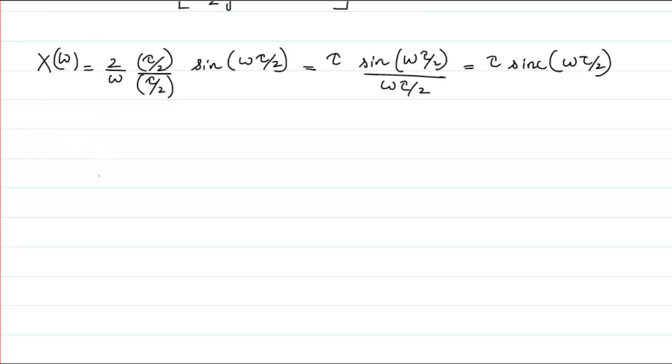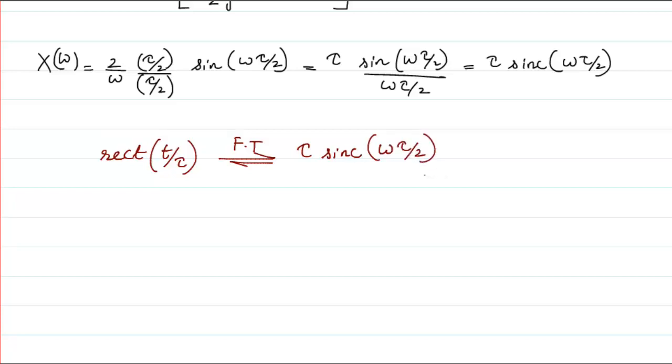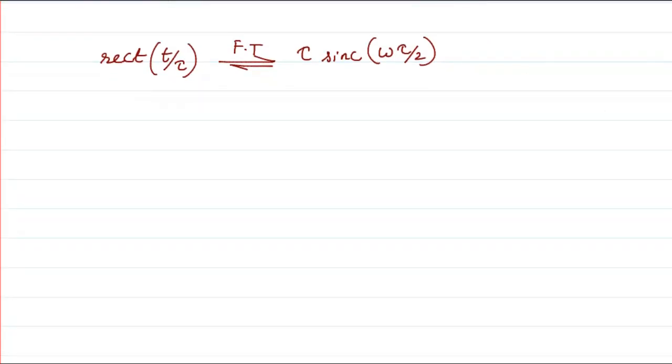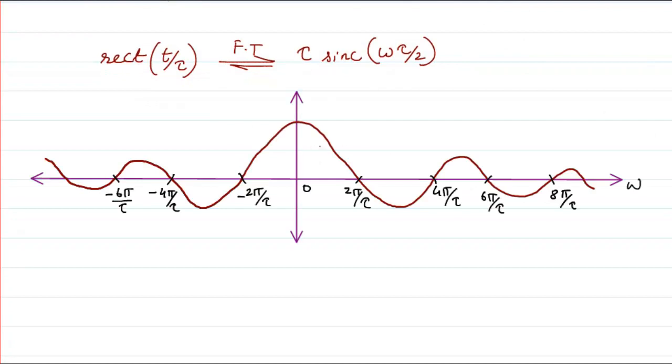The function that we had started with was rect, the rectangular pulse, rect of t by tau. The Fourier transform of that will be tau sinc of omega tau by 2. Now the magnitude and the phase part we have to draw. The magnitude of the same can be drawn like this. So this is the sinc function.